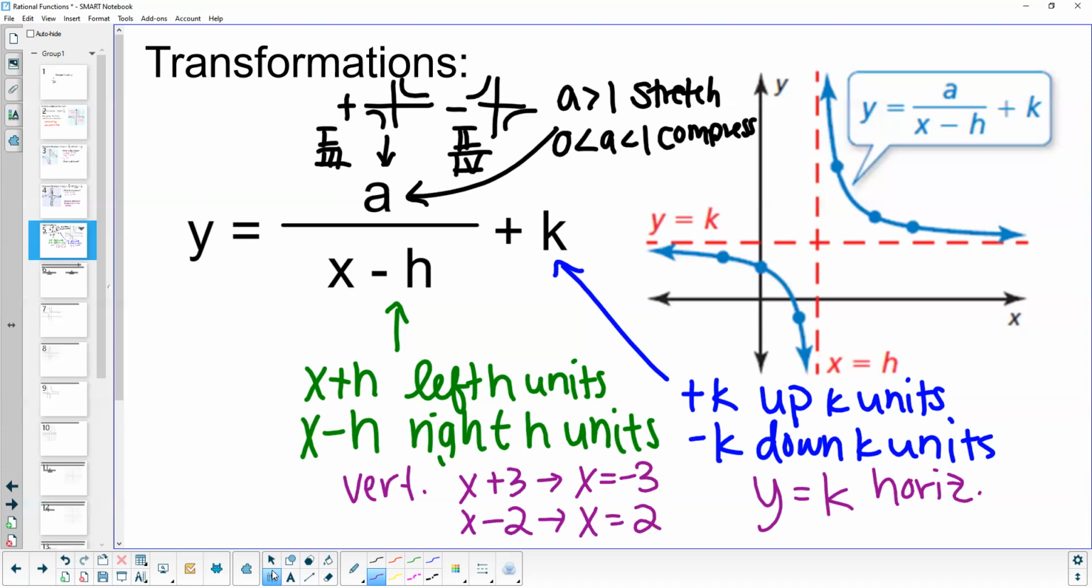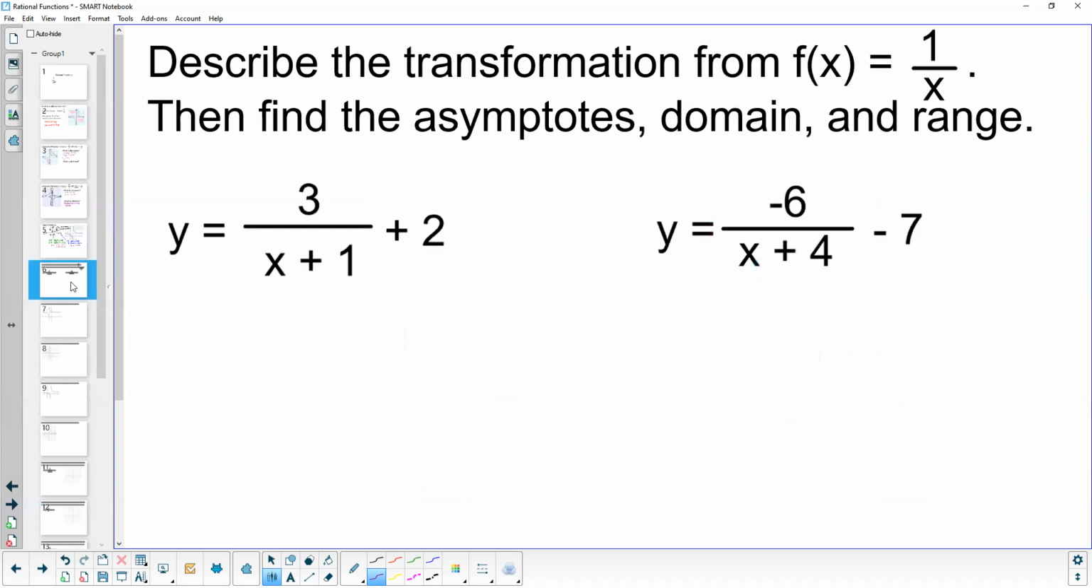So with this in mind, let's talk about how these functions shift, as well as deciding where their asymptotes are, their domain, and their range. So how does this one shift? Well, this a here, or this 3 here, tells us that it is going to stretch. This plus 1 tells us we're going to the left 1. And this plus 2 tells us we go up 2.